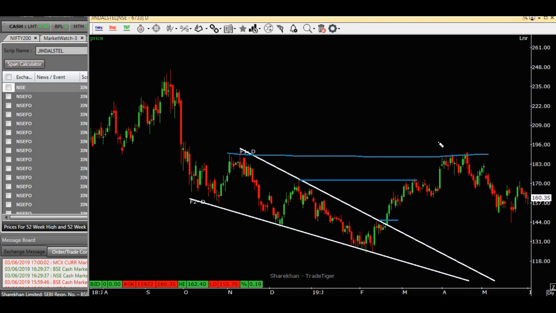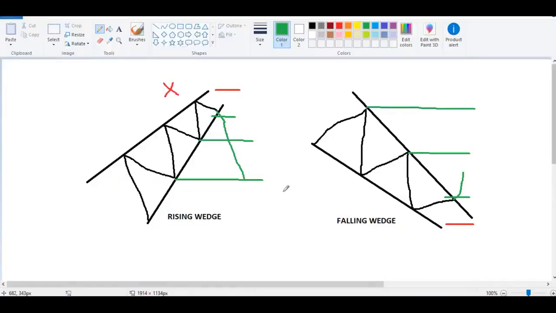So this was the wedge pattern. We looked at two patterns, the rising wedge and the falling wedge. These are fantastic trend reversal patterns. And so that's all about the wedges. It's a very simple pattern to trade, and when they do occur, they give fantastic moves.